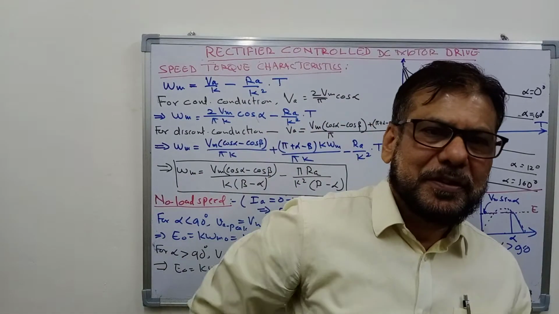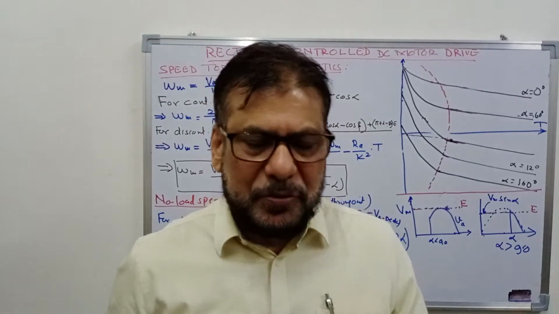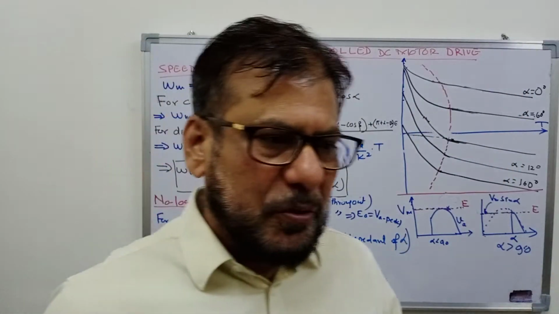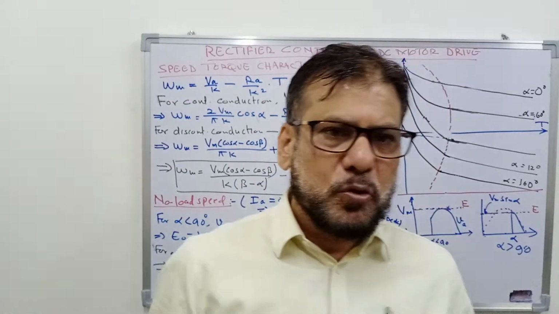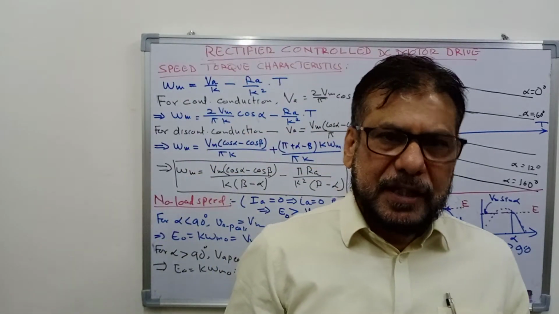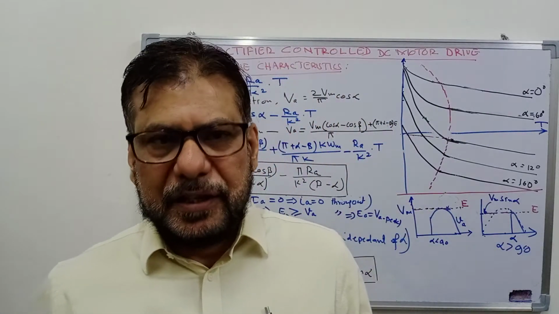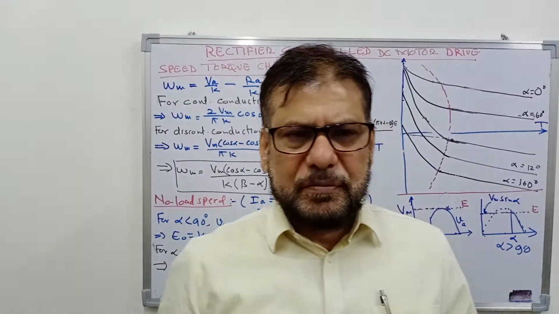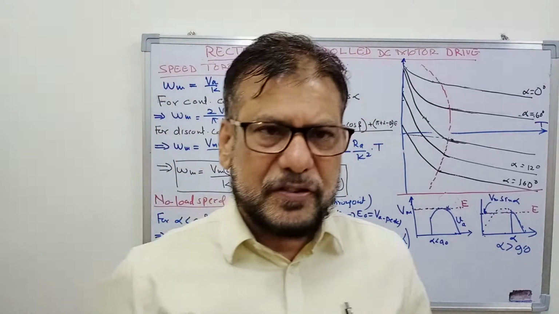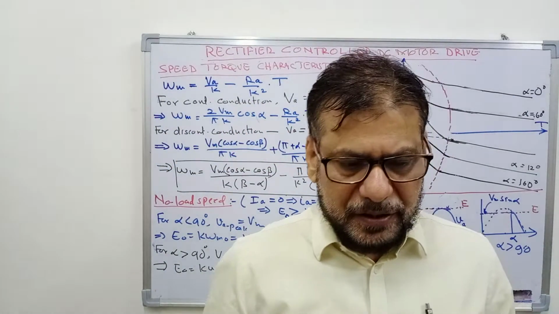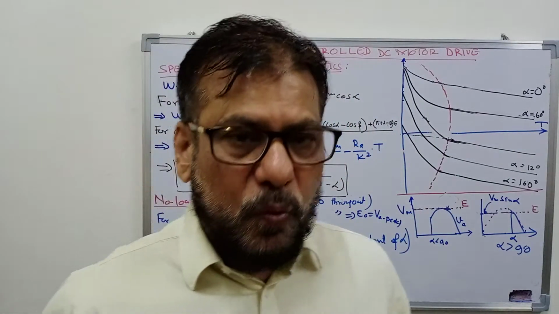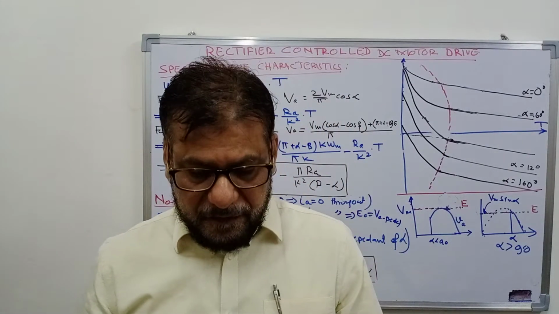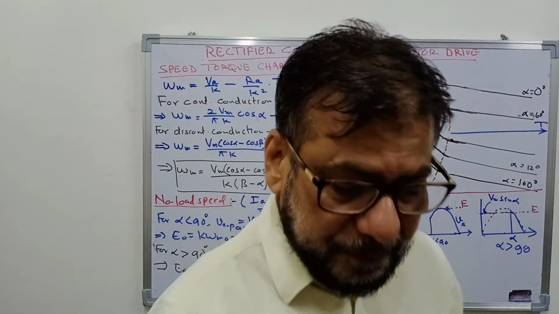Yes, hello students. In my previous two lectures, I explained the rectifier controlled DC motor drive, and we had seen that there are two possible modes of conduction, that is continuous conduction mode and discontinuous conduction mode. And we had drawn the waveforms of armature voltage and current for both the cases and discussed this in detail. So today we shall discuss what are the characteristics of a DC motor fed from a rectifier.